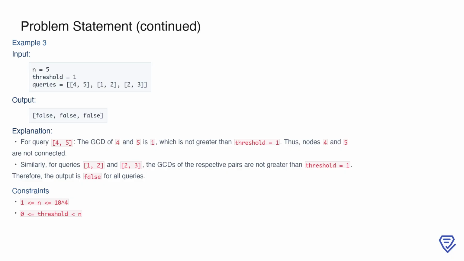In the next example, consider n equals 5, a threshold of 1, and queries [4, 5], [1, 2], [2, 3]. For the first query, [4, 5], the GCD of 4 and 5 is 1, which is equal to the threshold but not greater than it. Therefore, nodes 4 and 5 are not connected, resulting in false. Similarly, for the queries [1, 2] and [2, 3], the GCDs of the respective pairs are also not greater than 1. Thus, all queries return false. This example highlights how increasing the threshold restricts connectivity, as fewer pairs of nodes satisfy the GCD condition.